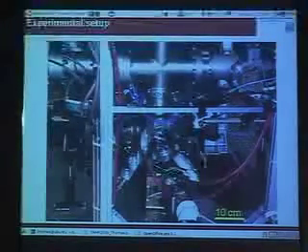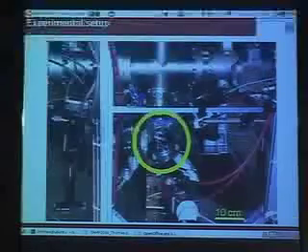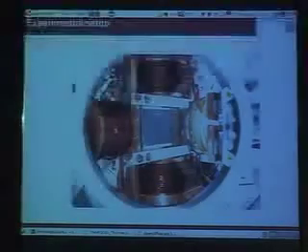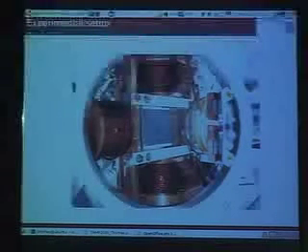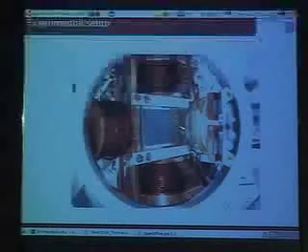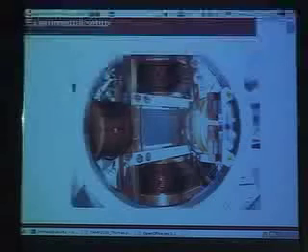This is our vacuum chamber, and inside here, everything happens. If you have a closer look, you can see coils producing magnetic fields for the trap, and you can see these grids to produce electric fields for field ionization.